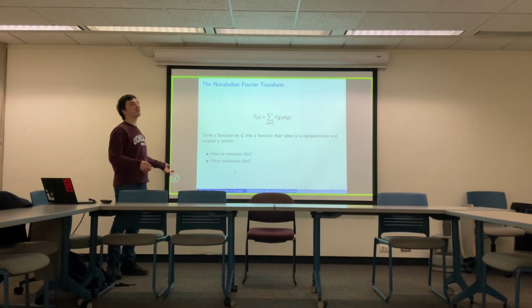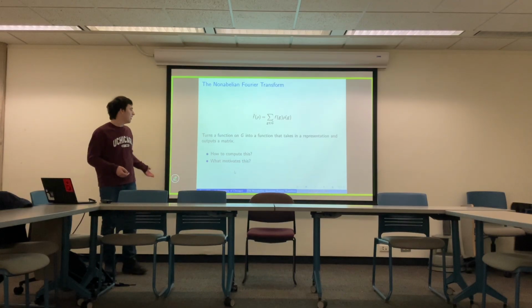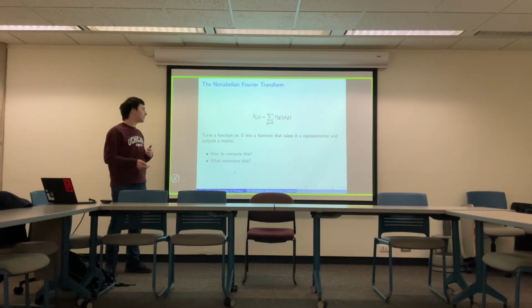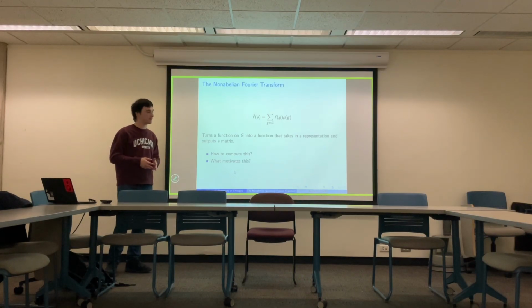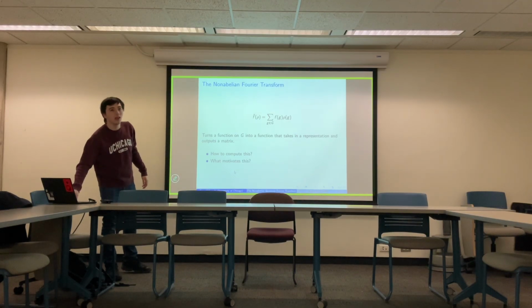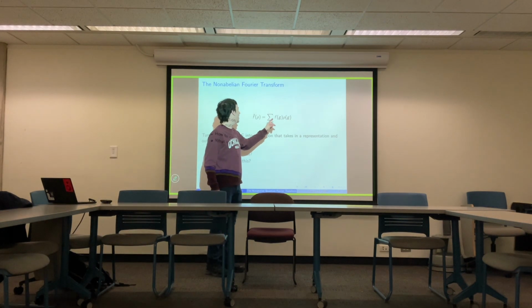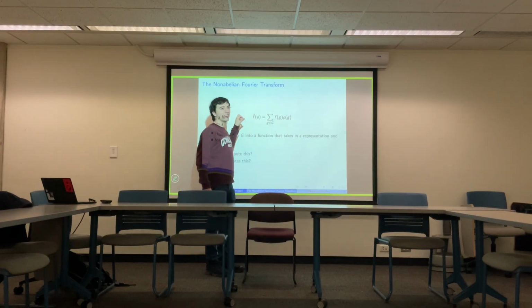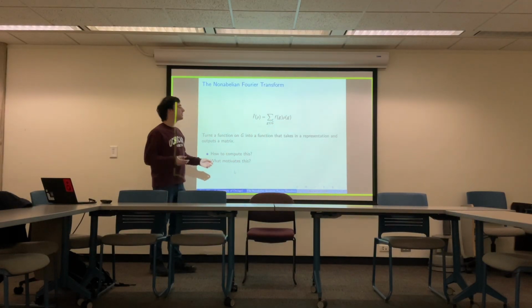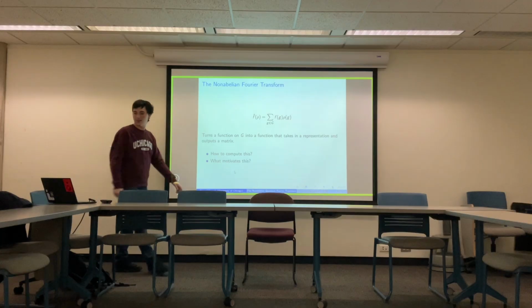And so two natural questions arise from this, which are how do you compute this, and what motivates this definition of the Fourier transform. And so the f and f hats, they're the functions. Yeah, so f is the function you want to take the Fourier transform of. Yep. And f hat is the Fourier transform of f, which takes in a representation. Cool.